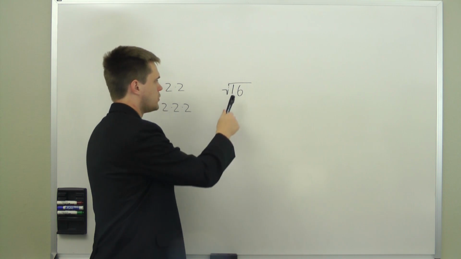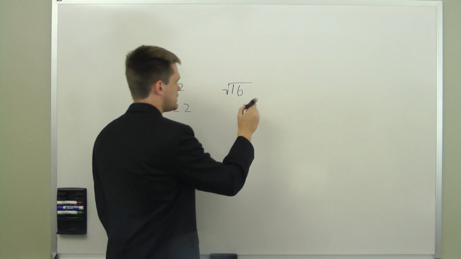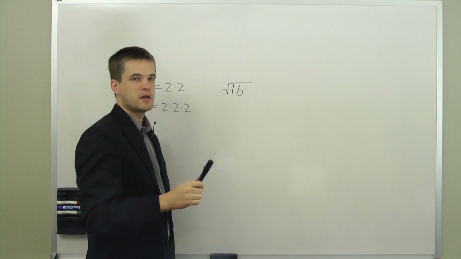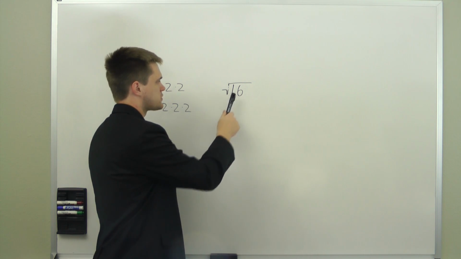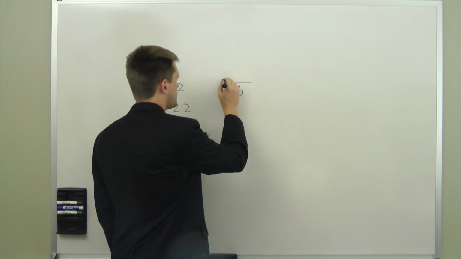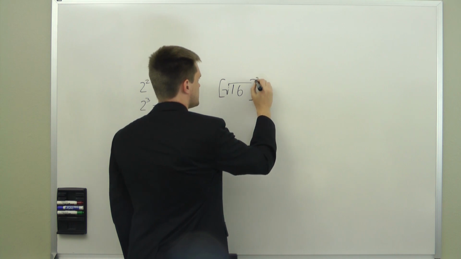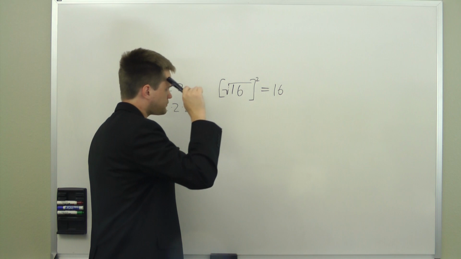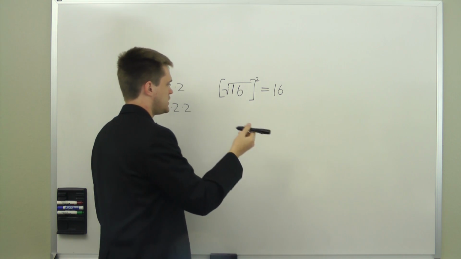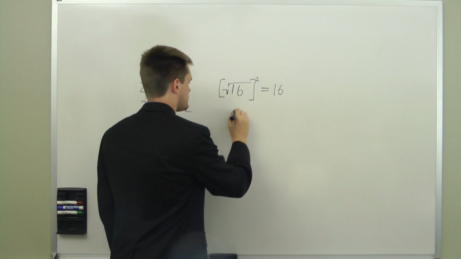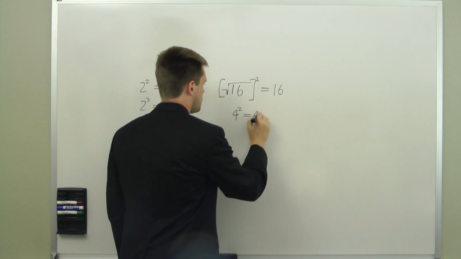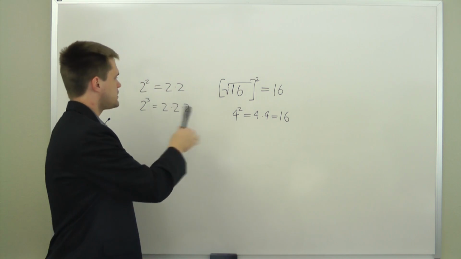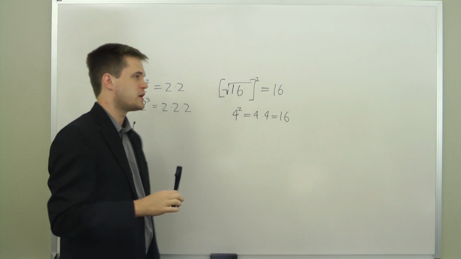So the square root of 16 is the number that has to be multiplied by itself twice in order to equal 16. So the square root of 16, by definition, if it is squared or raised to the second power, it equals 16. And so the square root of 16 is 4, because 4 raised to the second power, or 4 times 4, is equal to 16. And so roots and exponents are kind of inverse operations.